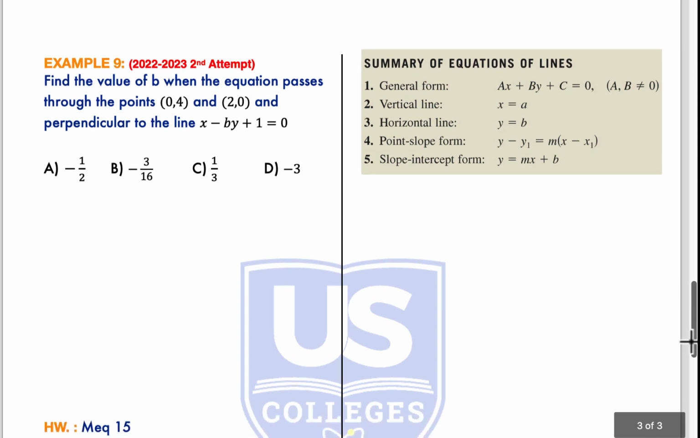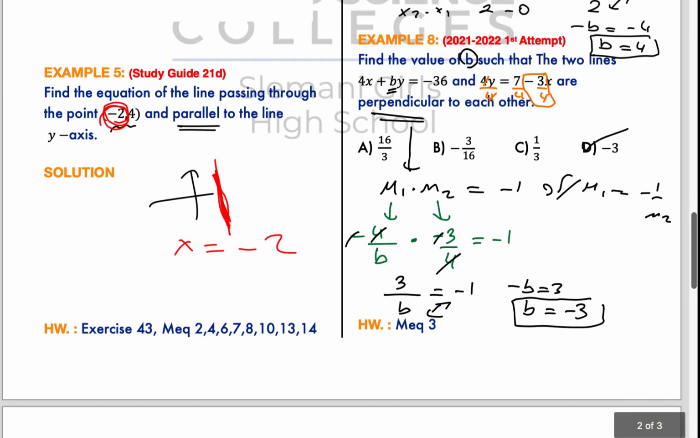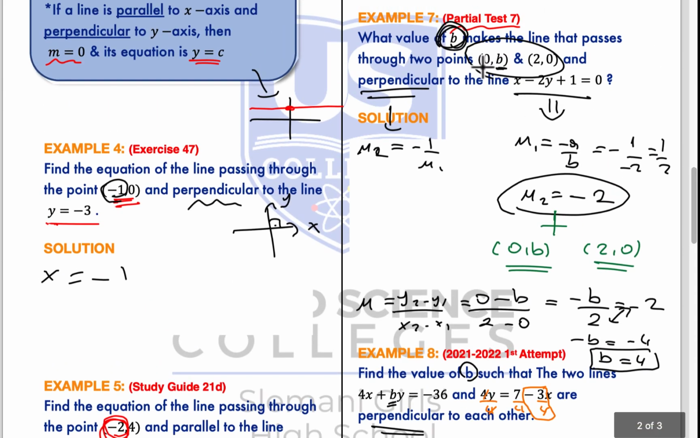Okay, another ministry question similar to this one. This time 2 points are given, and it says the equation is passing through these 2 points and perpendicular to this given line. It's like the partial test question. It's like this one. I'm given 2 points with an unknown, but this time the unknown is not in the points, the unknown is in the equation. And the line is perpendicular, the same idea, only the unknown is shifted from the point to the equation, but we will use the same steps as we did here in the partial test.